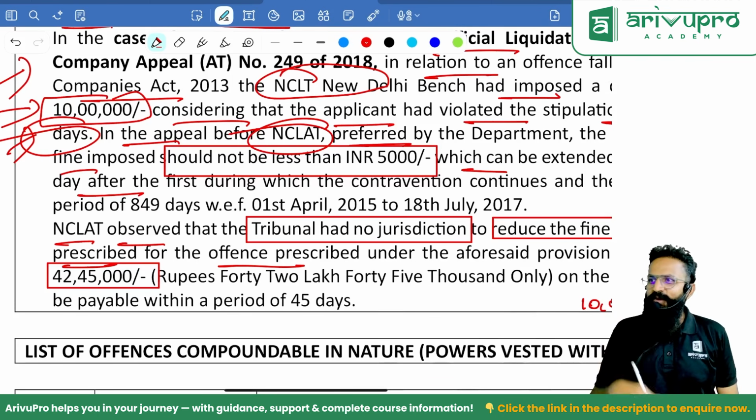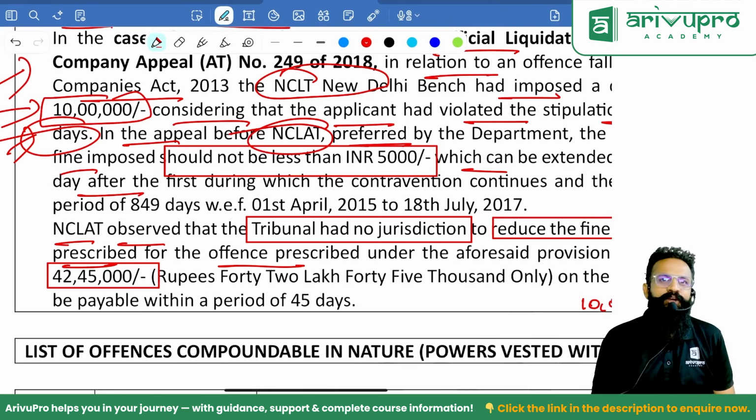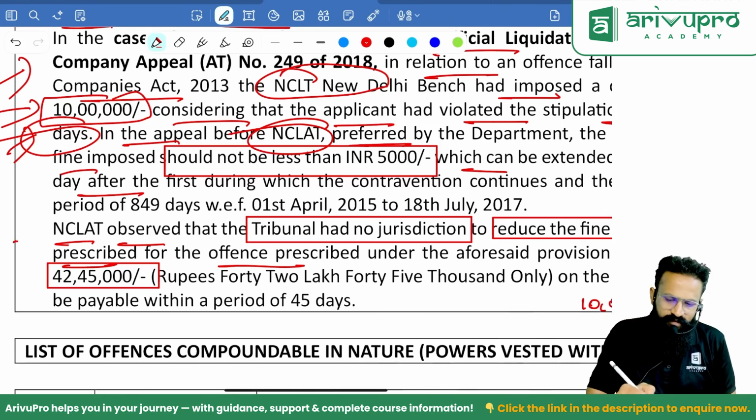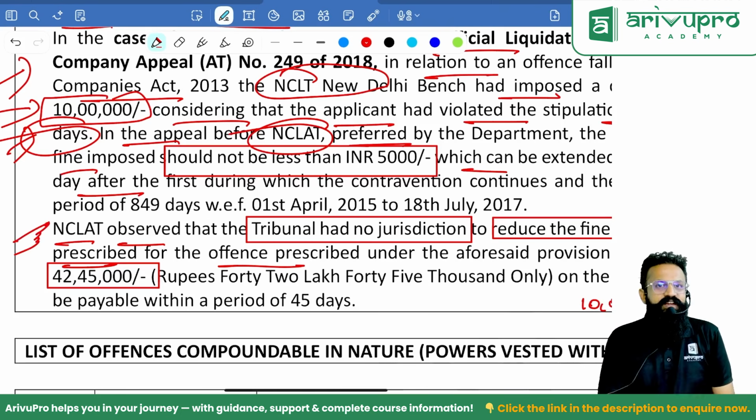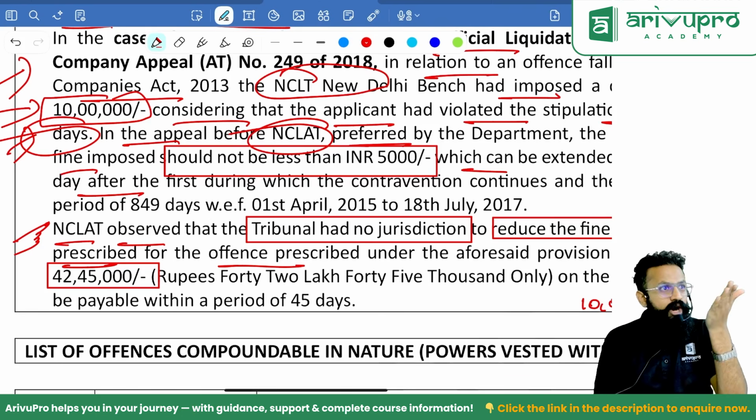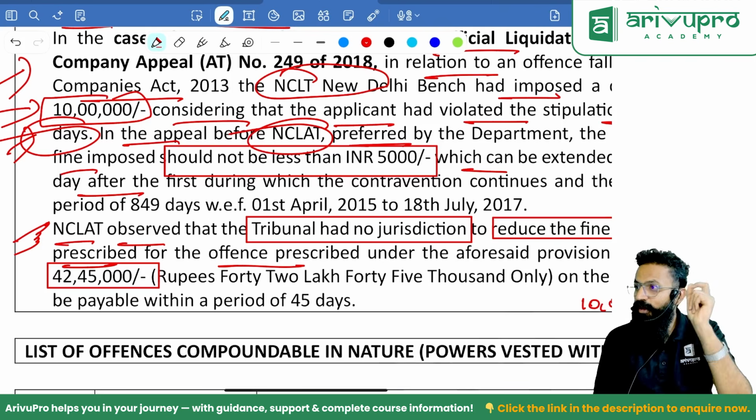Sir, in exam now, what do we have to write? In general, I'm telling you people, this is the rule. You can never prescribe a compounding fee less than what is given as minimum. The authorities do not have that power. That is a regular rule.